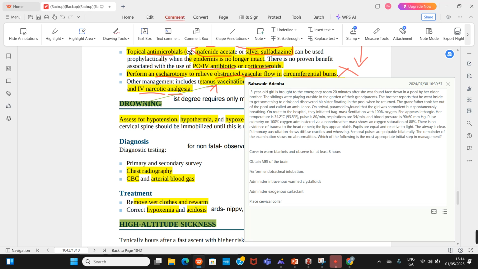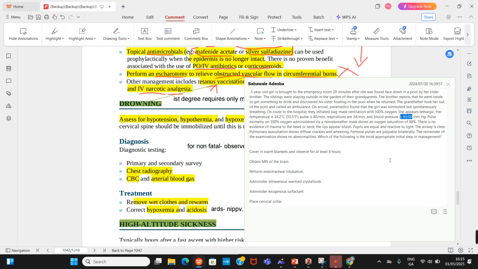On arrival, the paramedics found that the girl was somnolent but spontaneously breathing. En route to the hospital, they initiated bag mask ventilation with 100% oxygen. She appears lethargic. Temperature is still 34.2. The person is still hemodynamically unstable, and the oxygen saturation is 88, not 100. There's no evidence of trauma to the head and neck. The lips appear bluish. The airway is clear. There's wheezing and crackling. My people, what are we to do for this patient?